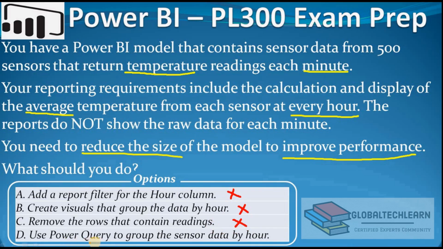And the last option is use Power BI model to group the sensor data by hour. This means we need to aggregate the data in the Power BI query editor itself to reduce the data model size and calculate the average at the hour level. So this option will work. Let's try this option in Power BI.